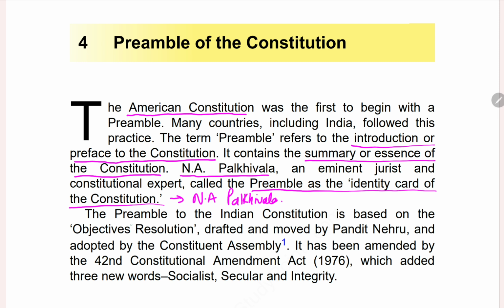Moving forward, the preamble to the Indian Constitution is based on the Objectives Resolution drafted and moved by Pandit Nehru and adopted by the Constituent Assembly. It has been amended by the 42nd Constitutional Amendment Act 1976, which added the three new words socialist, secular, and integrity.